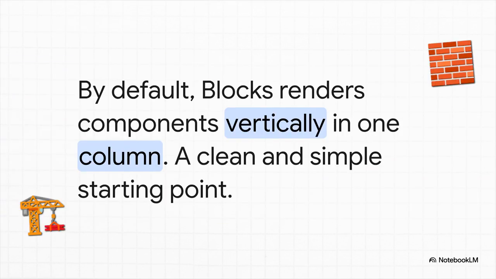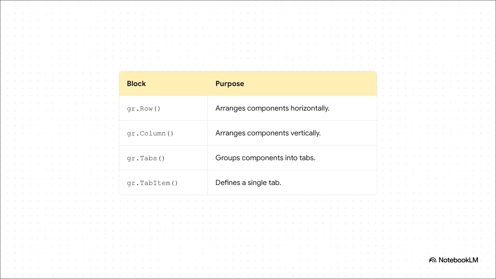Now, out of the box, it's super straightforward. When you start adding your blocks, they just stack up neatly on top of each other, one by one in a single column. It's a clean and simple starting point, but let's be real, it's not always what you're going for. And this is how you break out of that default column. You want things to sit side by side? Easy, just wrap them in a gr.Row. Need to create some specific vertical groupings? Use a gr.Column. And if you're building something really big with different sections, you can use gr.Tabs and gr.TabItem to organize everything into a clean, tabbed layout. You have complete control over where everything goes.